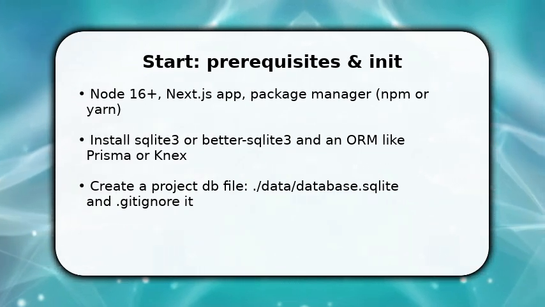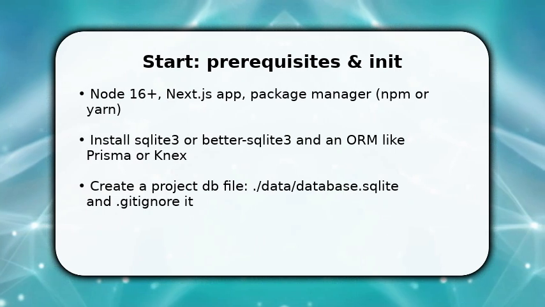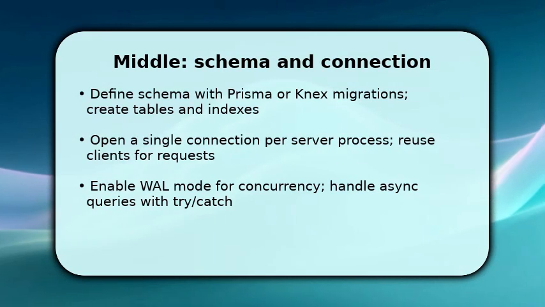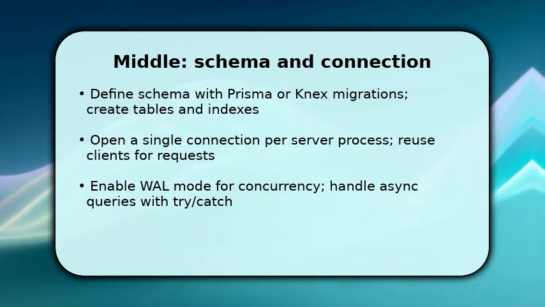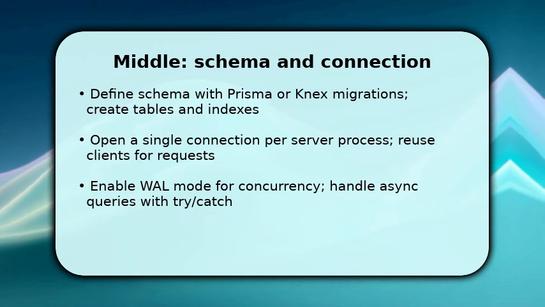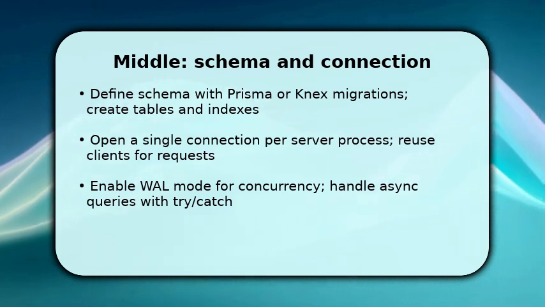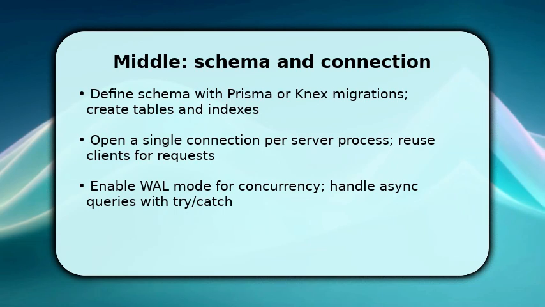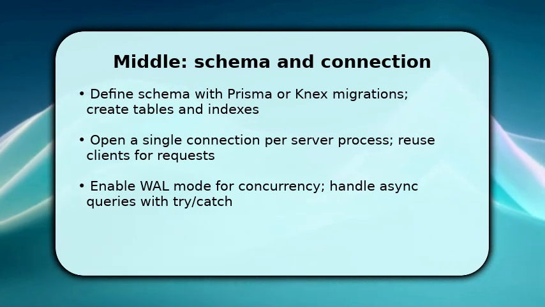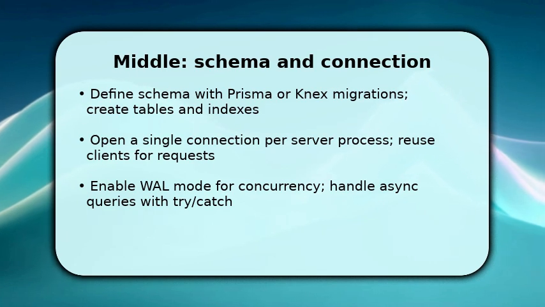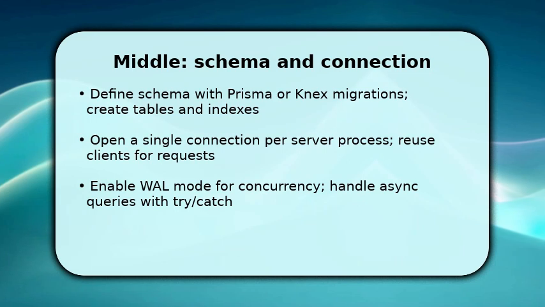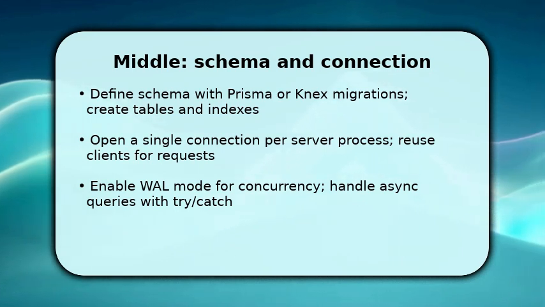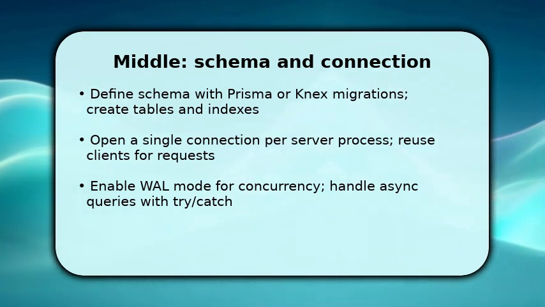You now define your schema and apply migrations so tables exist before queries run. If using Prisma, write a schema.prisma and run migrate. With Next, create migration files. Once the schema is ready, initialize a singleton DB client on the server so connections are reused across requests to avoid file locks. Use write-ahead log mode to improve concurrency and always wrap queries in try/catch blocks. This prevents race conditions and clarifies why your app stays stable under concurrency.